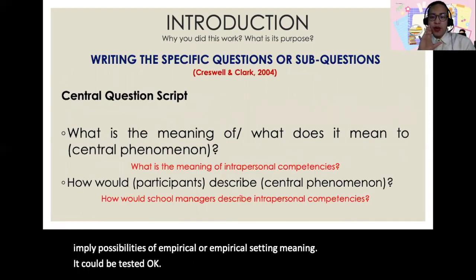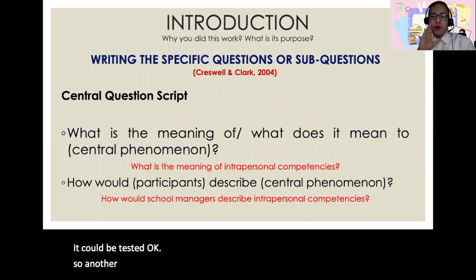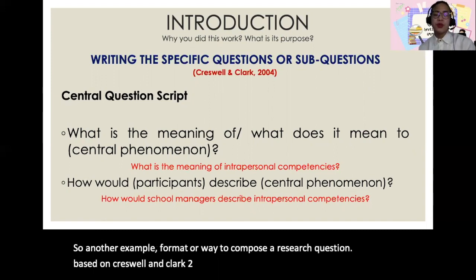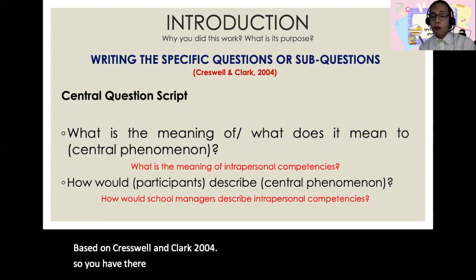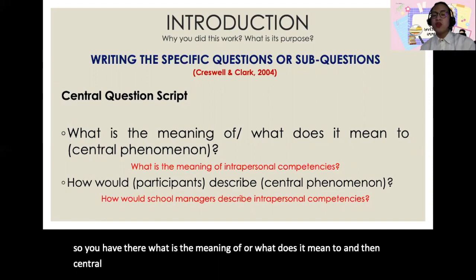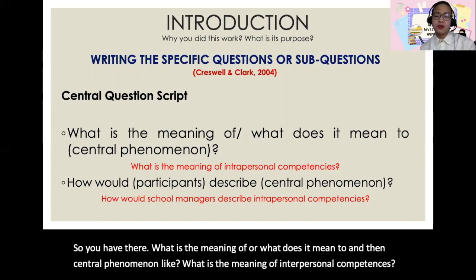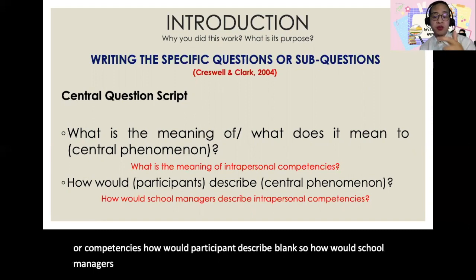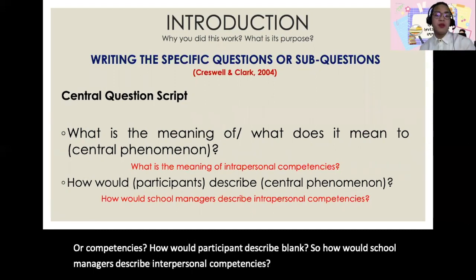So another example format or way to compose a research question is based on Creswell and Clark 2004. You have there: what is the meaning of, or what does it mean to, and then the central phenomenon. Like, what is the meaning of intrapersonal competencies? How would participants describe blank? So, how would school managers describe intrapersonal competencies? As simple as that.